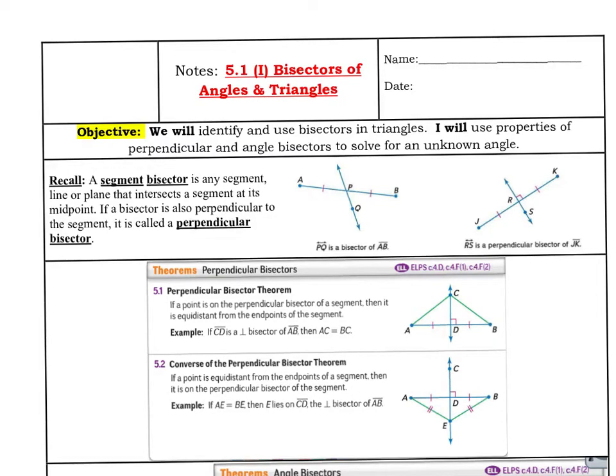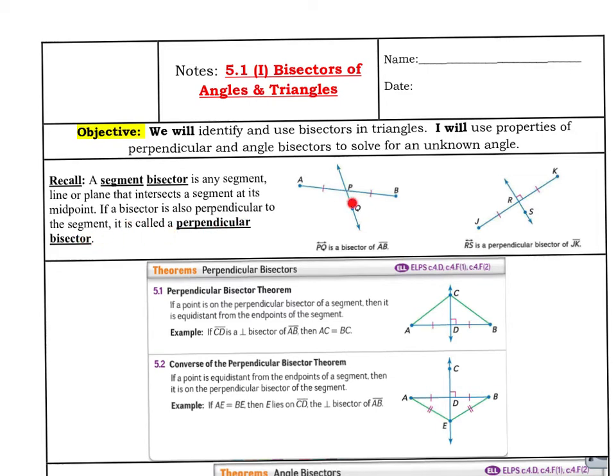Hey everybody, welcome to Chapter 5, Section 1, Bisectors of Angles and Triangles. At the top of these notes, I have some definitions to go over. It says, recall that a segment bisector is any segment, line, or plane that intersects a segment at its midpoint. If a bisector is also perpendicular to the segment, it is called a perpendicular bisector.